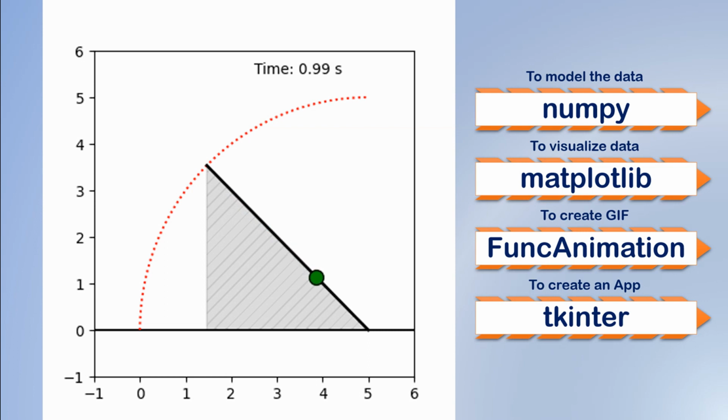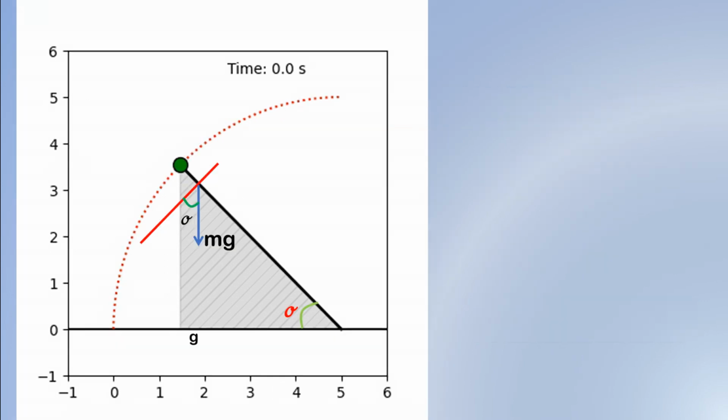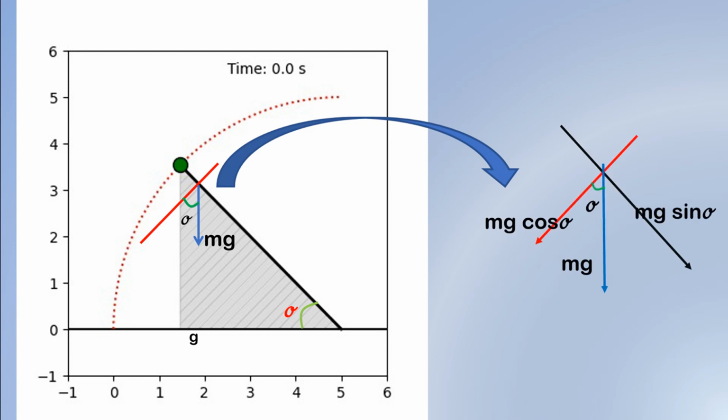So the tasks in this case are pretty much the same as our earlier case. This is also an example of a motion under uniform acceleration, but there's a slight twist. The force acting on the ball, m into g, where m is the mass of the green ball, is acting in the vertically downward direction. This can be resolved into two components: mg cos theta perpendicular to the plane and mg sin theta parallel to the plane.